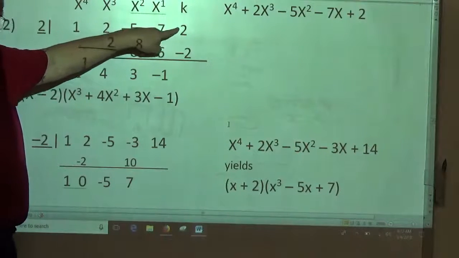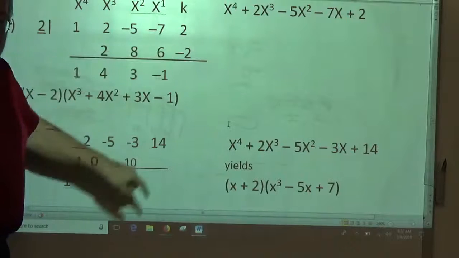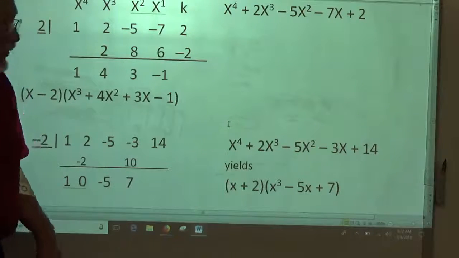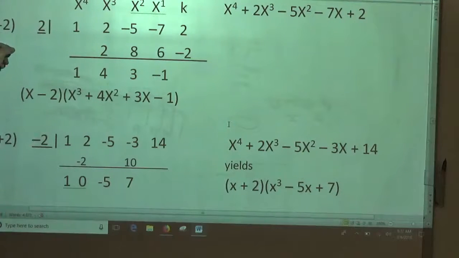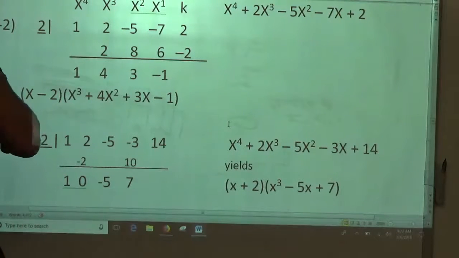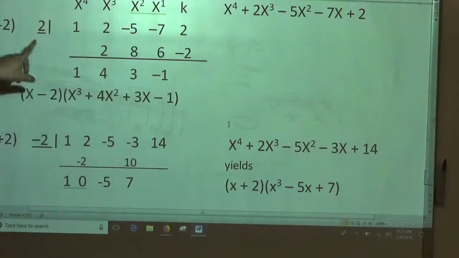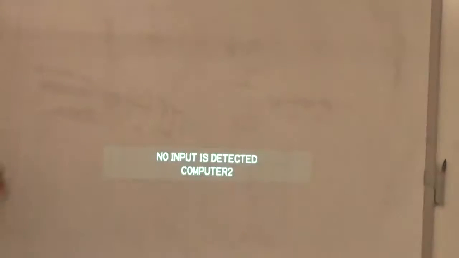Now, if you'll notice here, I ended up with 2 minus 2, which is 0. But I already knew that when I started. Okay? And that's where the remainder theorem from chapter 7 and synthetic division come together. So when we do this, we bring the 1 down. Some people put an arrow here. That's okay.